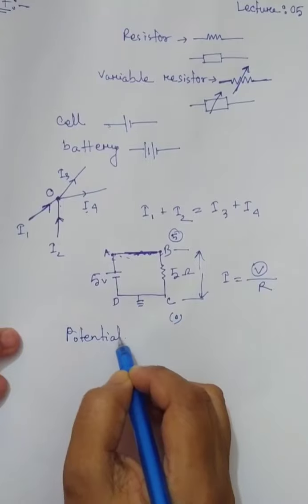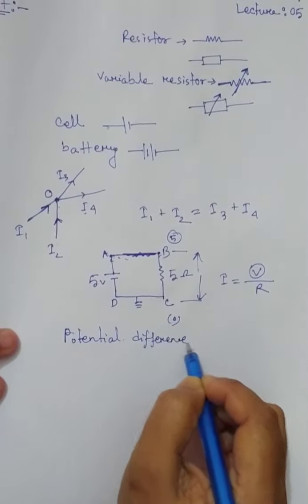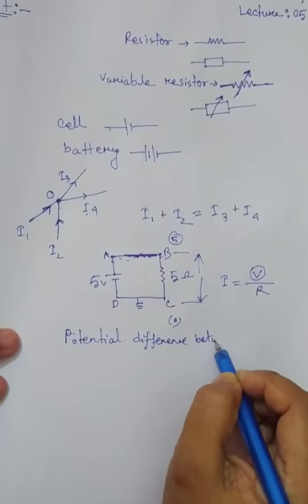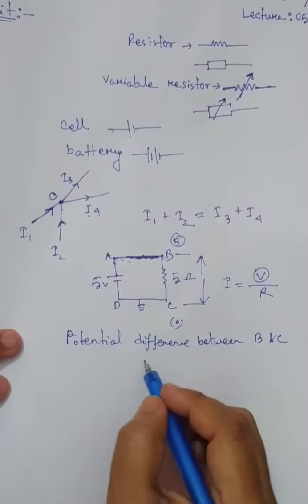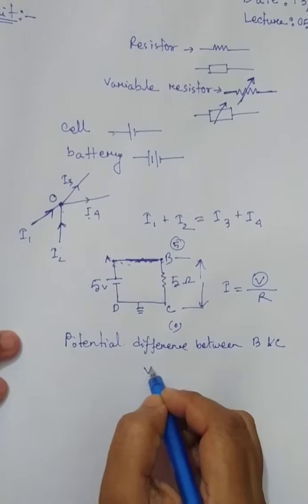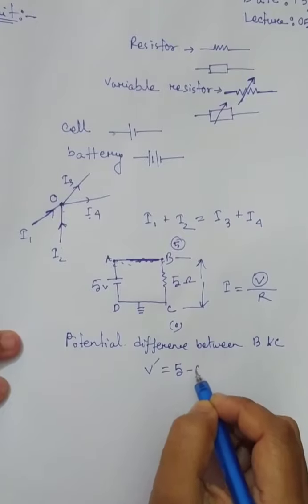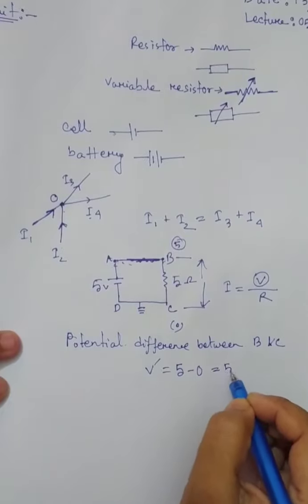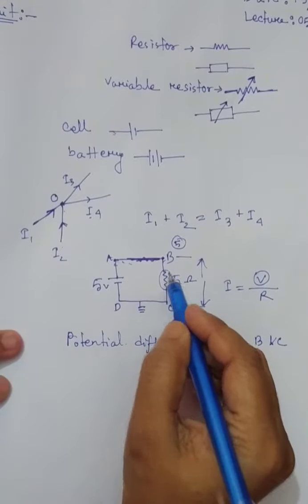So here is the potential difference between B and C. What is the potential difference? That is, for example, V dash equals higher potential minus lower potential. That means 5 volt. So what will be the current through this 5 ohm resistor?